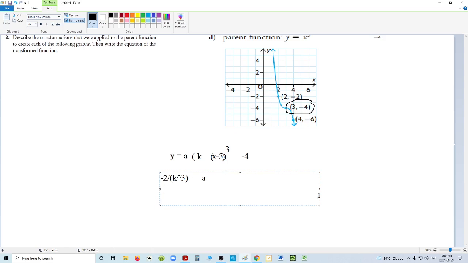Then if I take the other point, minus 2 is equal to a, k, and 2 minus 3 is minus 1. So this time it's going to be minus k cubed, which is the same as minus 1 times k cubed. And all minus 4, and the minus 4 goes to the other side, and I think this is the same problem. It becomes this, plus 2.